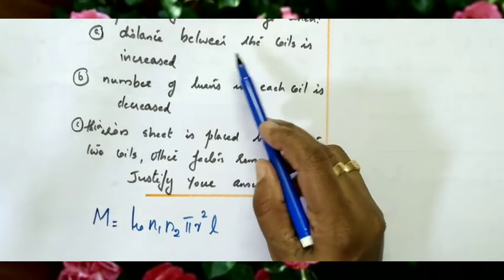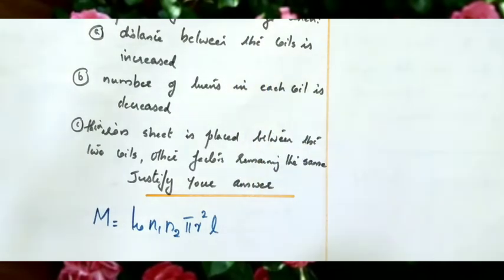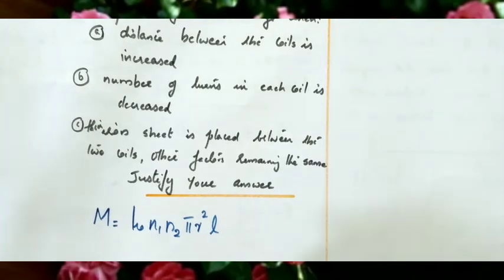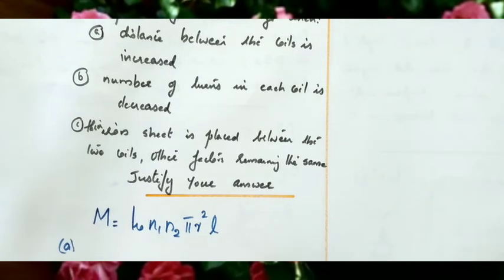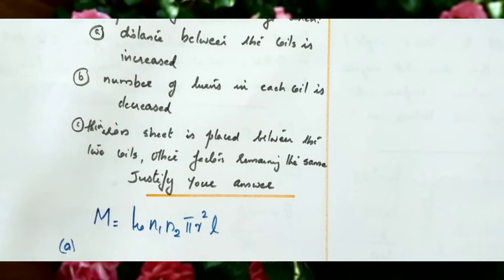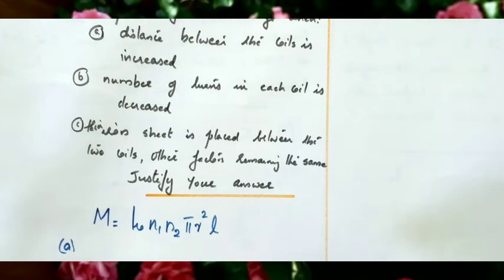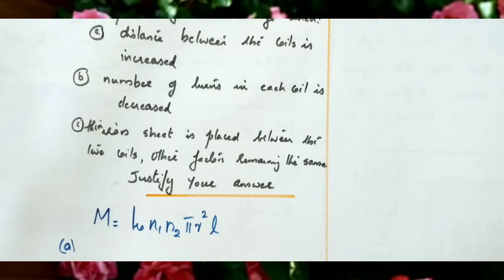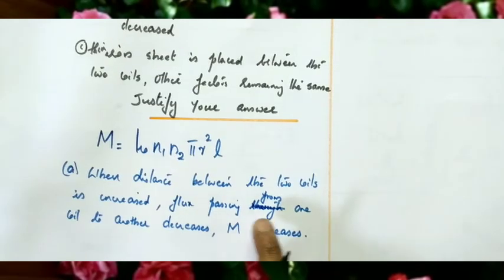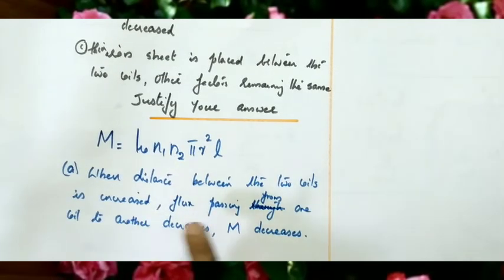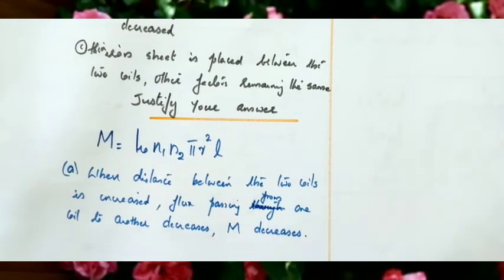Now, what happens if the distance between the two coils is increased? What happens to mutual inductance? If the distance between the two coils is increased, what happens to the flux passing through the coil? Magnetic flux passing through the coil is decreased because distance is increased, no? So magnetic flux decreases and hence mutual inductance decreases. So the answer is like this: when the distance between the two coils is increased, flux passing from one coil to another decreases and hence mutual inductance decreases.